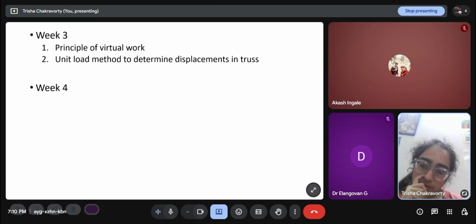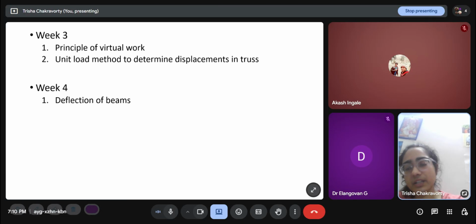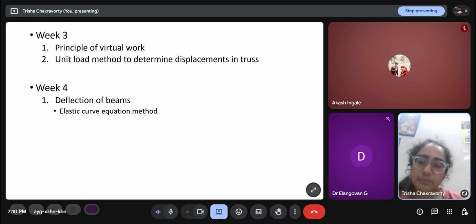Weeks 4 and 5 were about the deflection profile of beams. So just like we draw bending moment and shear force diagram along the length of the beam, we can also draw the deflection profile. The deflection is perpendicular to the axis of the beam. So if you name the x-axis along the length of the beam, then the deflection will be in the y direction. The elastic curve equation method derives it from first principles. So we go by the governing differential equation, which has a d²y/dx² term, where y is a function of x and it is the deflection.